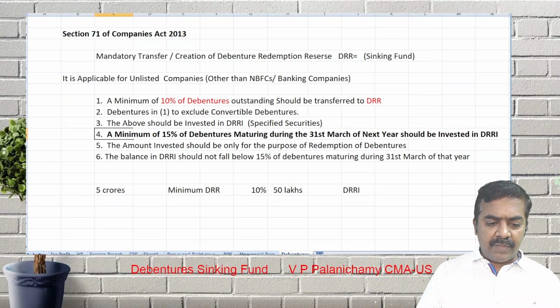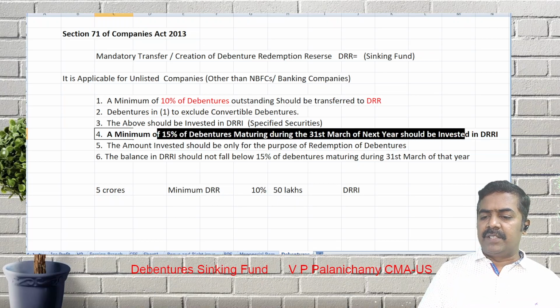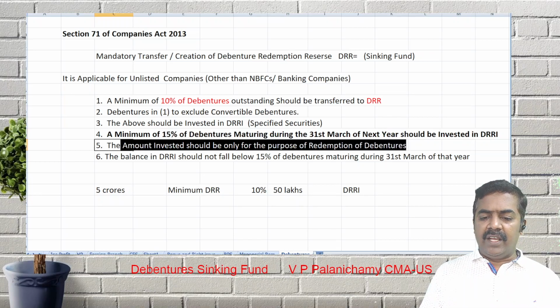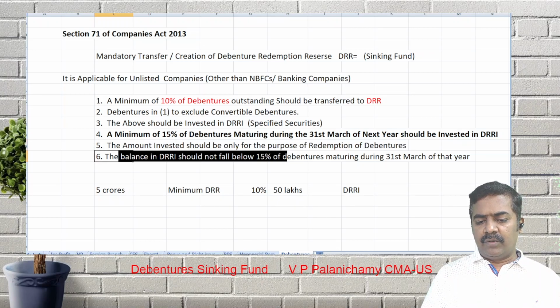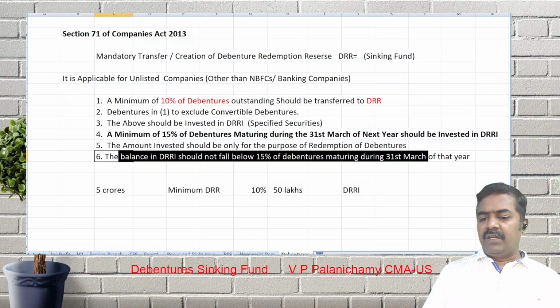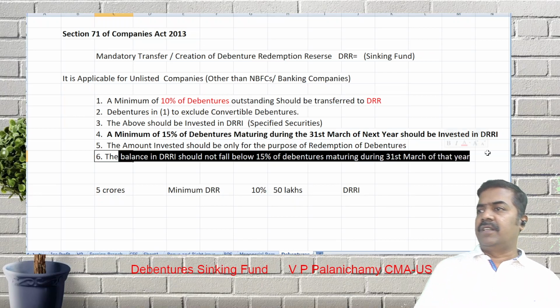So this 15% is required only when debentures are redeemed in which year? Next year. To that extent, you have to create DRRI. The amount should be invested only in what? The amount invested should be used only for the purpose of what? Redemption of debentures, of course we know. And the balance in DRRI should not fall below what? 15% of debentures maturing on 31st March of that year.